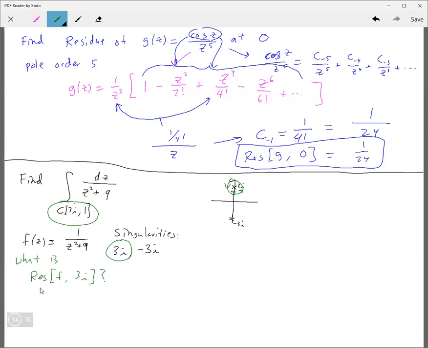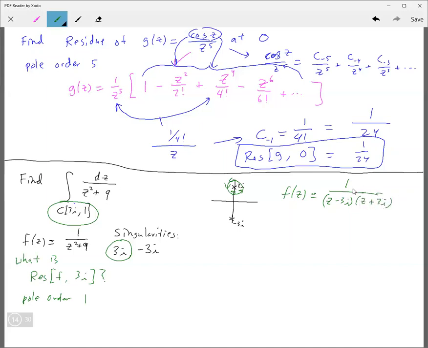Is it removable, a pole, or essential? And what were we saying? Removable? No, it's not removable, because when you put 3i in, you get a 0 in the denominator. It's a pole, a pole of order 1. Because this z squared plus 9 can be factored into z minus 3i times z plus 3i.